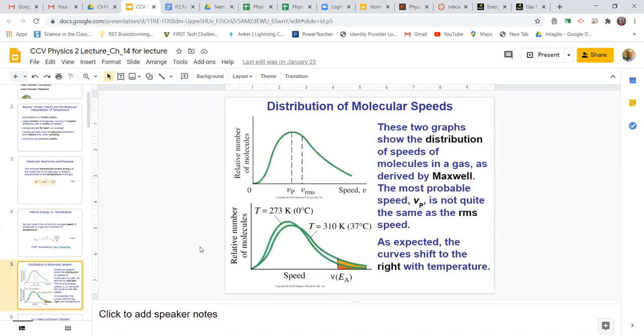Now, the distribution of molecular speeds is not symmetric. And the reason for that is because if the molecules weren't moving at all, then we define that as absolute zero. And because zero is involved, that throws out the symmetry of this distribution. So the peak velocities are frequently not the same as the RMS value. The peak velocity, or the most likely velocity, or the most probable velocity, is going to be lower.